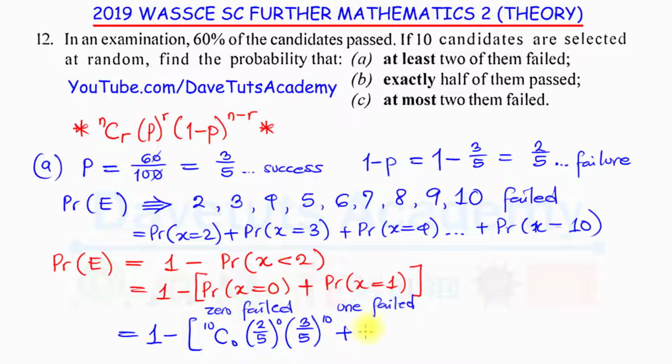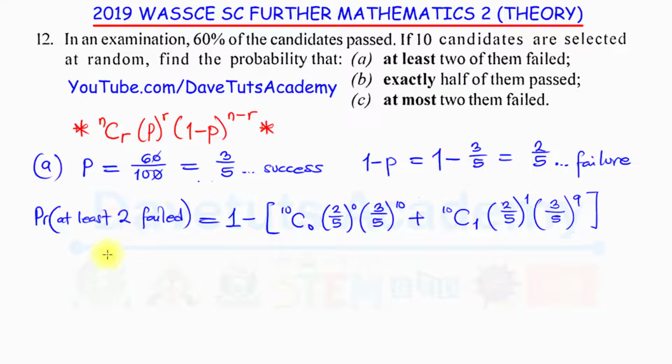So here plus 10 combination 1, and then the case in which 1 failed, that will be 2/5, which is the probability for failure raised to power 1, multiplied by 3/5 raised to power 9. And you can see the consistency in this, that the addition of the power of the two probabilities, 0 and 10, that will be 10, 1 and 9, that will be 10. So this is what we need to evaluate to effectively solve this particular question as appropriate.